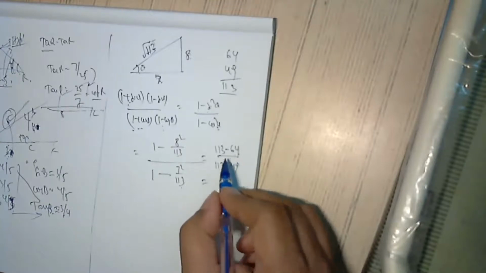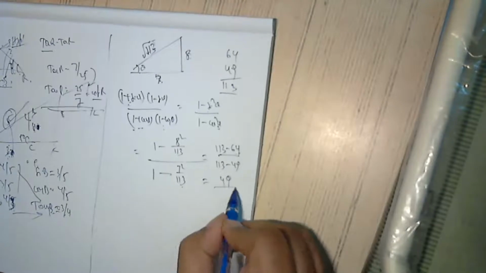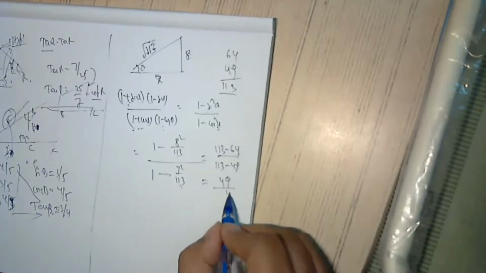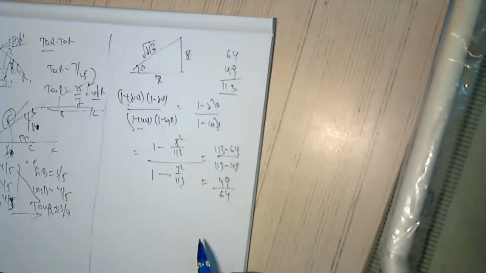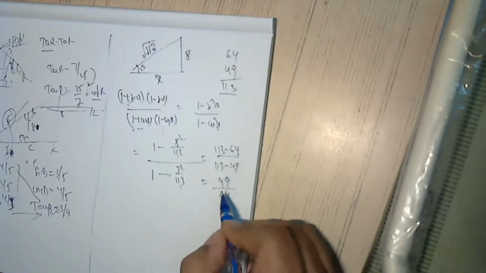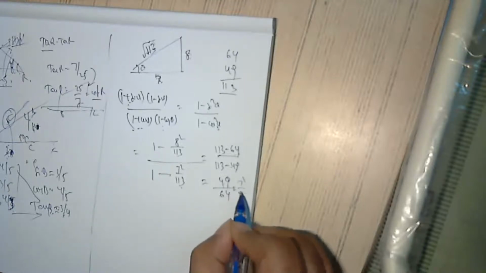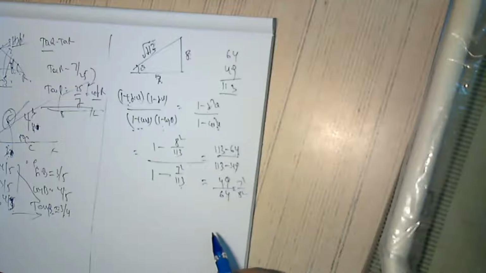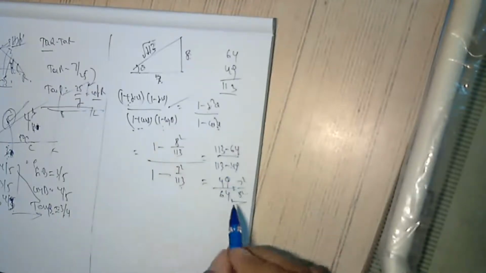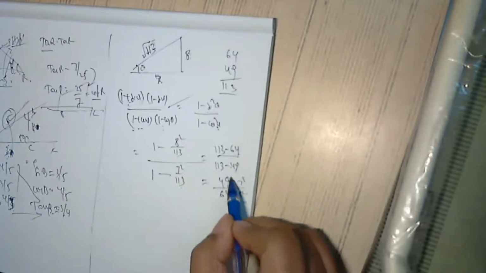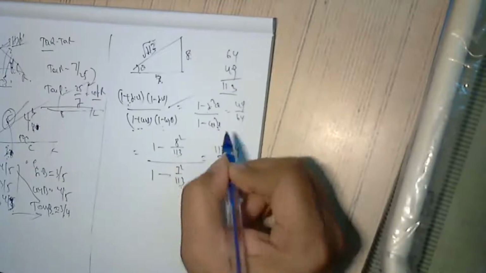So what am I getting here? 113 minus 64 is 49, and 113 minus 49 is 64. So this is 7 square by 8 square. Simple. So this is my answer, 49 by 64. There is no common factor, so the answer is 49 by 64.